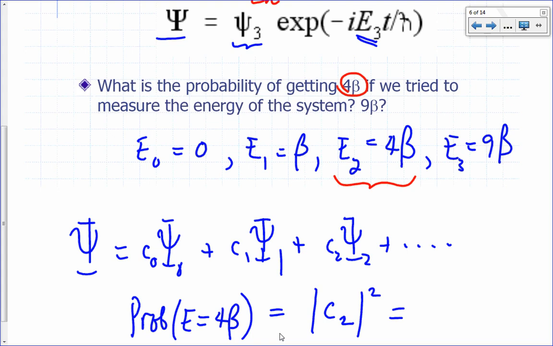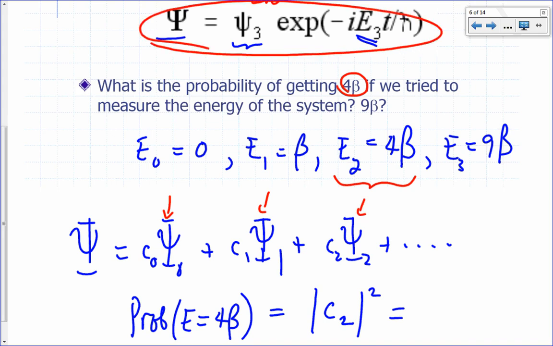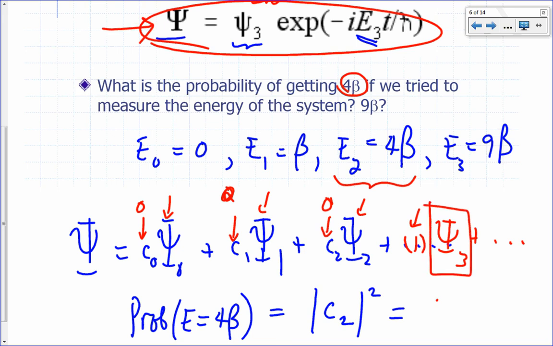What's the absolute value of C2 squared? Here's C0 psi 0, psi 1, psi 2. What's our psi? You're given that psi is C3 is 1 times psi 3. So C0 here is, according to this, 0. C1 is 0. C2 is 0. C3 is 1. C4 is 0, and so on. So what is the probability? You were given that psi is just equal to psi 3, so the probability of anything besides the energy E3 is 0.